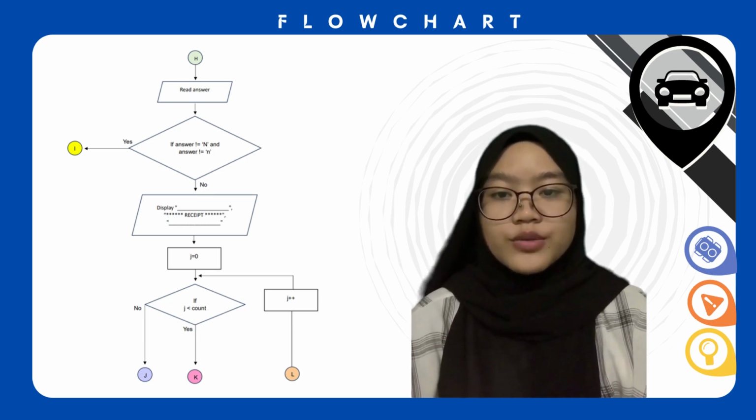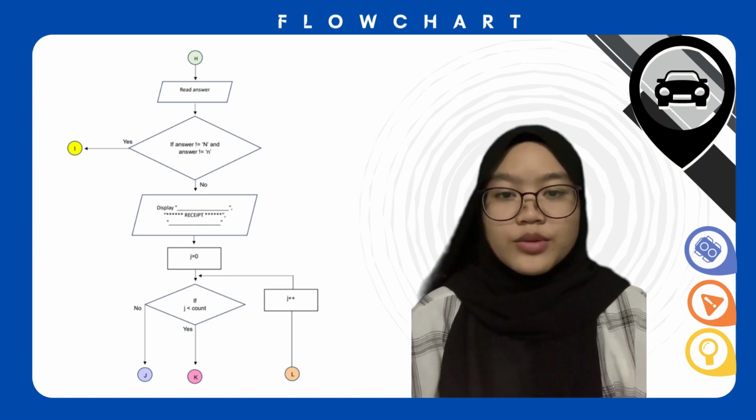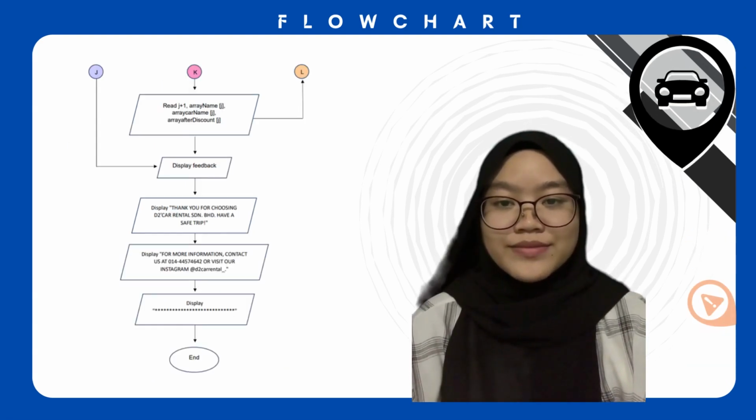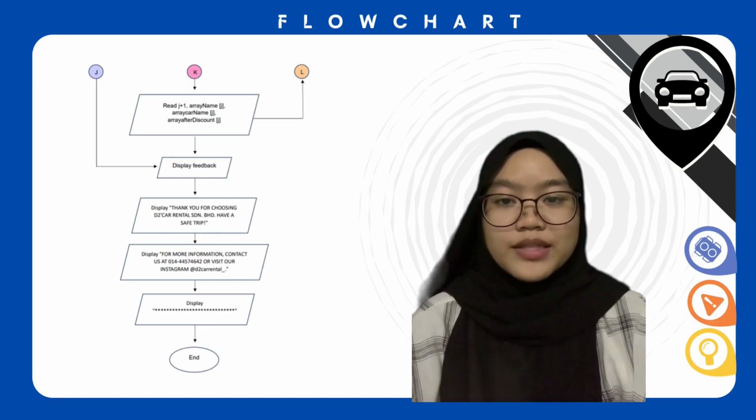We use the for loop in this part. The initial statement is j equal to 0. The loop condition is j less than count, and the update statement is j++. Then, it displays the j plus 1, array name, array car name, and array after discount for the receipt. It will execute the statement until it is false, then feedback is displayed for the user to enter their feedback.